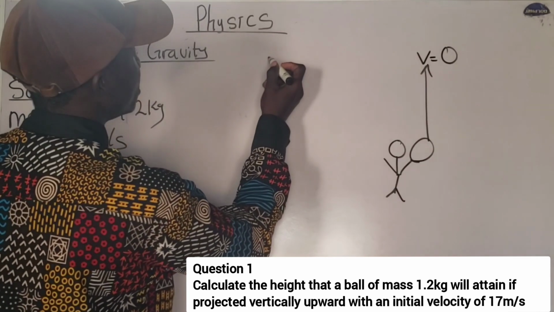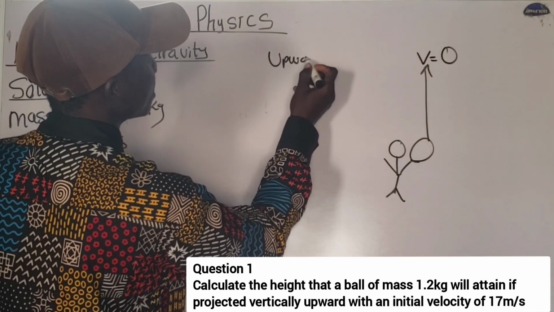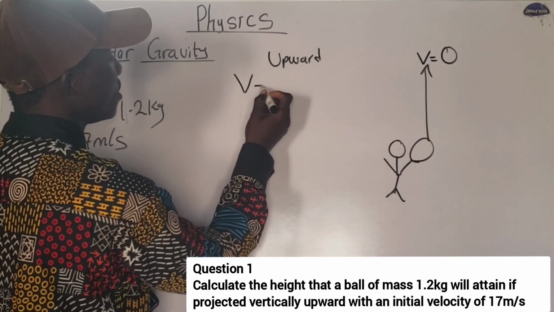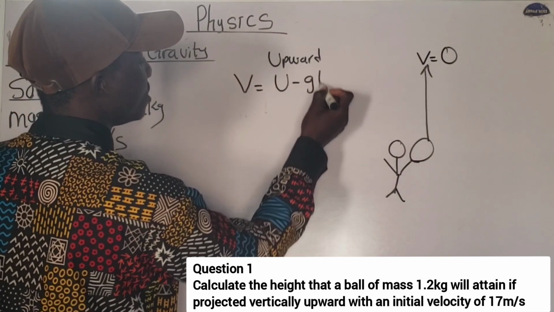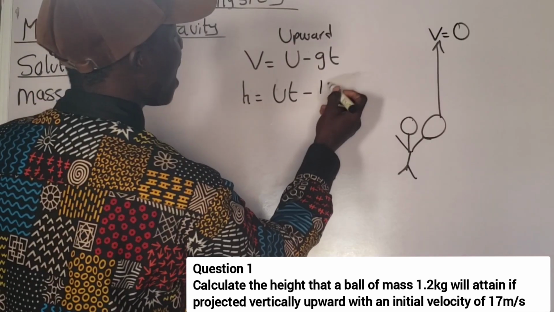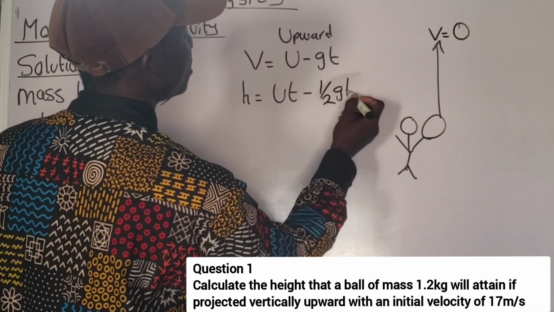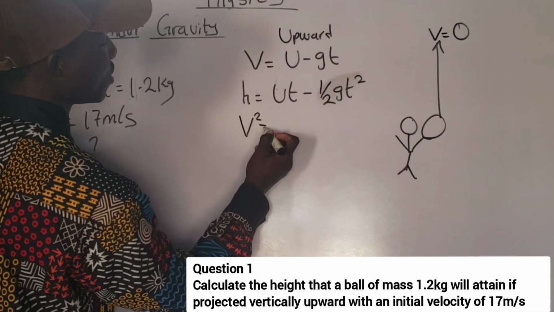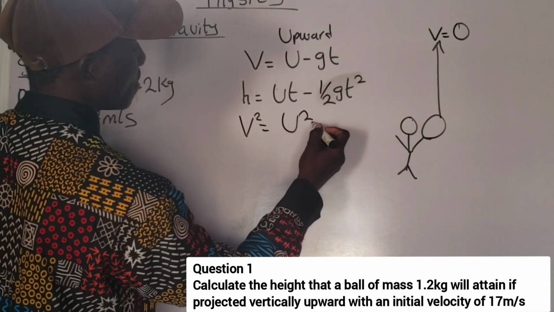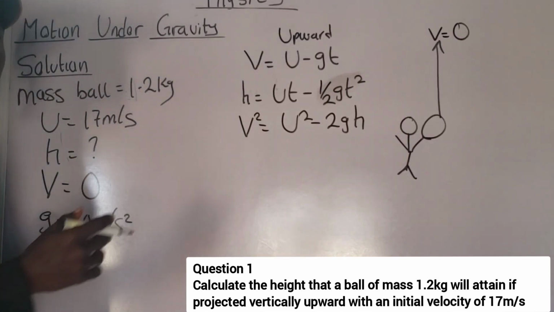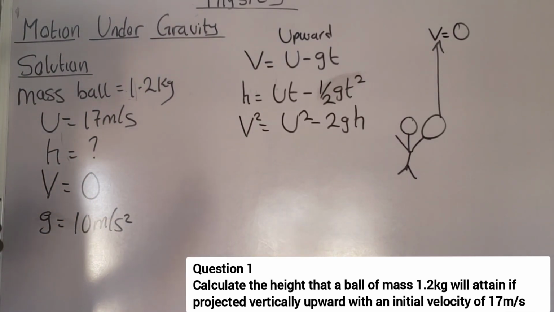I gave you two conditions for equations of motion under gravity. The first condition is for a body traveling upward. For a body traveling upward, the equations are v equals u minus gt, h equals ut minus half gt squared, and v squared equals u squared minus 2gh. This is for a body moving against gravity.